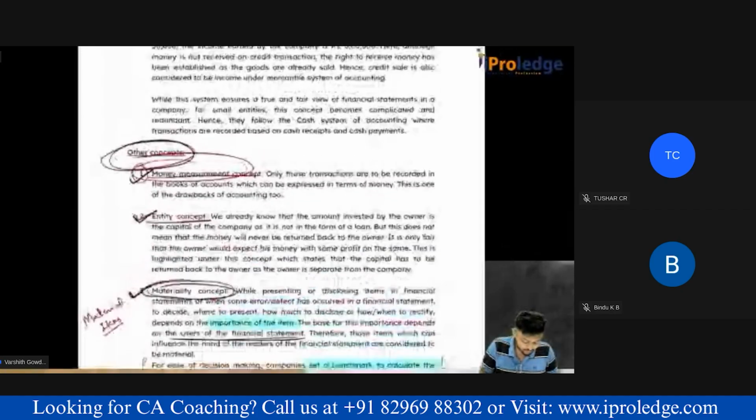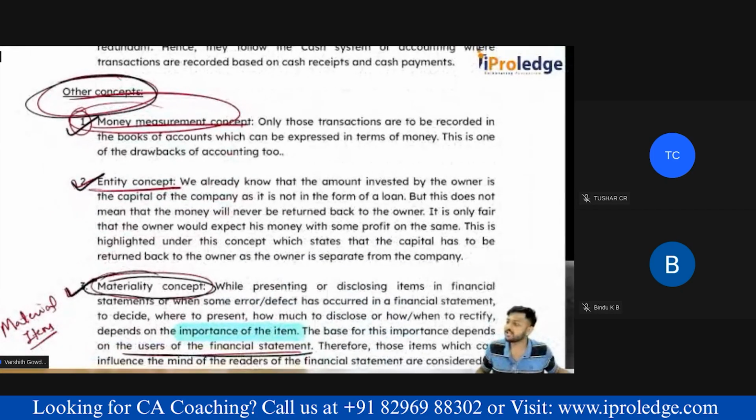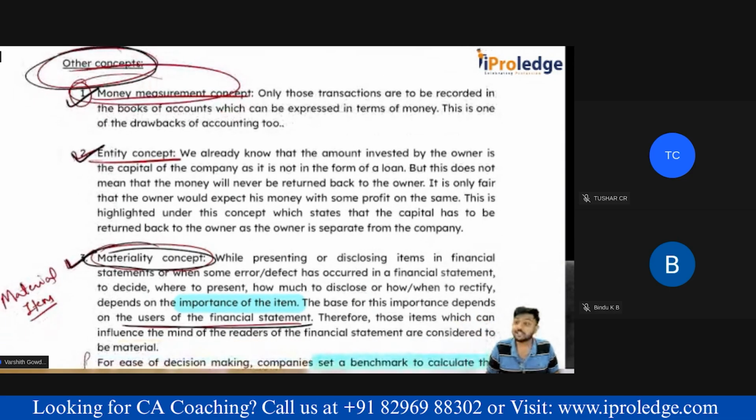Next, we have other concepts. First one, money measurement concept. This you already know. What is it? Anything which can be measured in money only can come to books. Something which cannot be measured in money cannot come. Simple. Next, entity concept. What is entity? Separate entity concept. Owner and the entity are separate for the purpose of accounting. Correct? Can you give me one example in accounts which shows this concept?